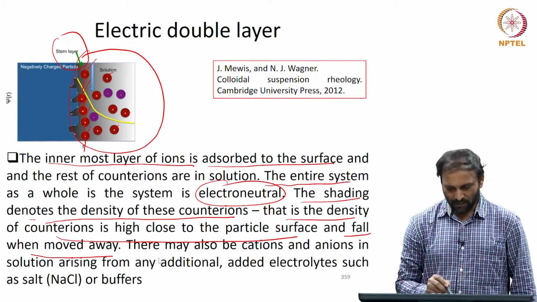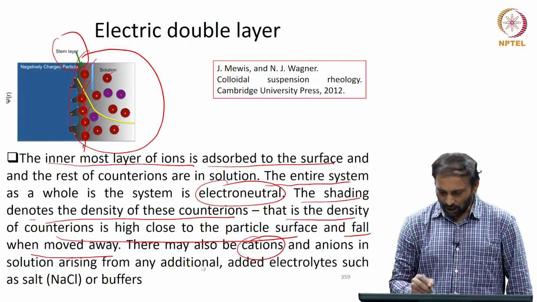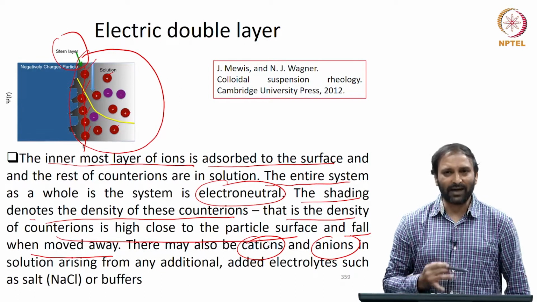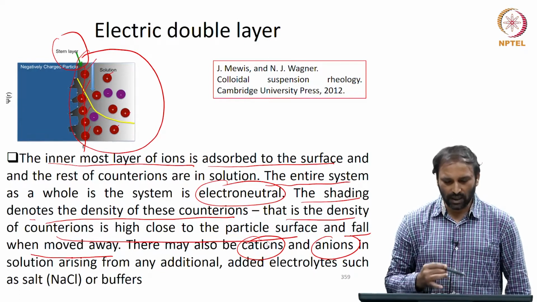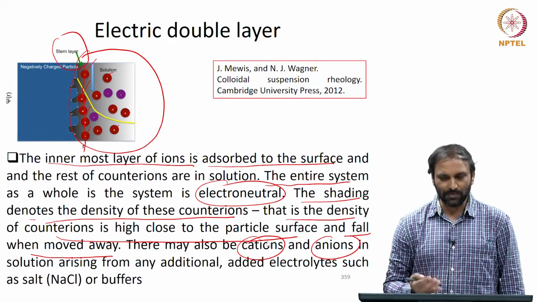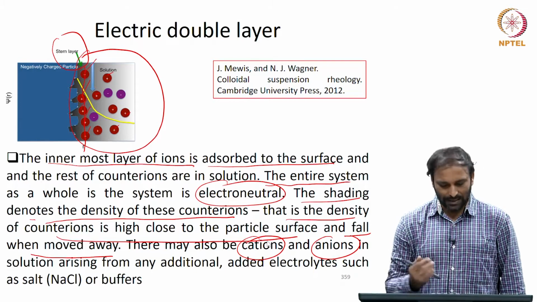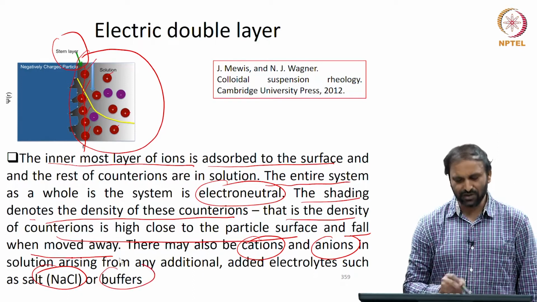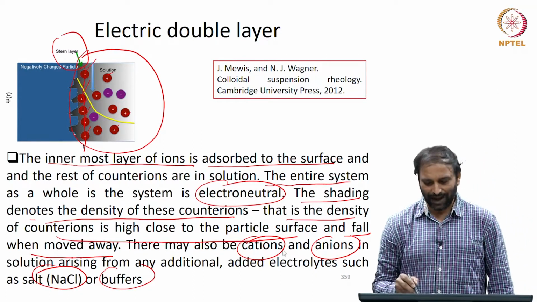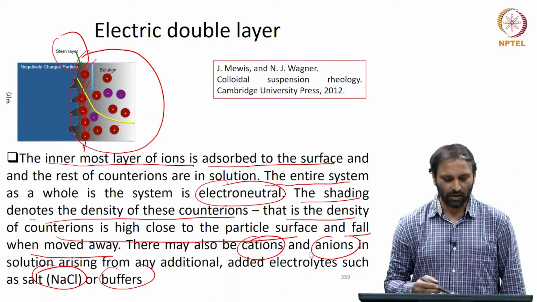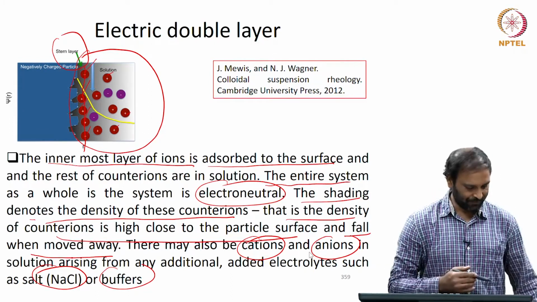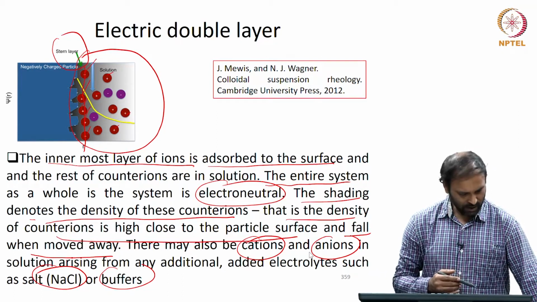Of course, there could be additional cations and anions in solution that may arise because often what is done is to a dispersion of charged particles you will add some additional electrolyte. There are some buffers because of which there could be additional cations and anions in the solution, and of course, they would also be distributed in a particular way in the solution.